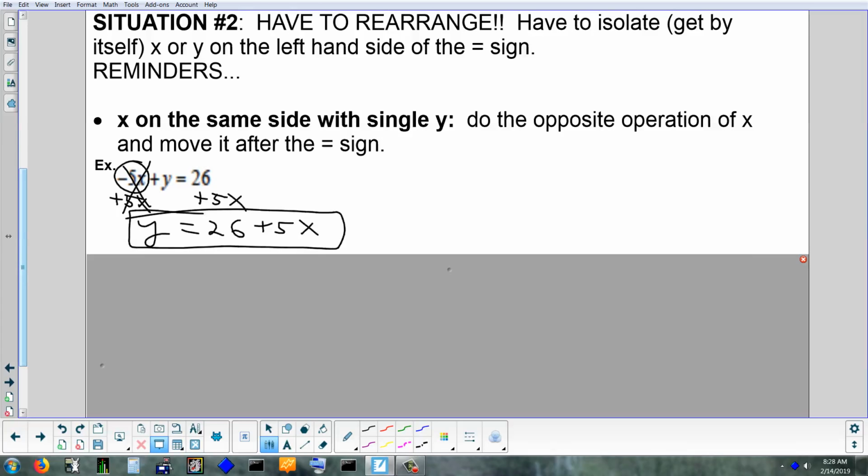Now, if this was a substitution problem, we're ready to go. We've got a letter by itself, and we can fill that letter in. We don't have to worry about really y equals mx plus b. If you're looking at that and you're like, well, don't we normally write y equals 5x plus 26? You could, but that's extra work. You don't have to do that here. You can just leave it as 26 plus 5x, because we're not drawing it. We're going to plug that in somewhere else. We're not actually going to plug that in, but in a real problem, you would.